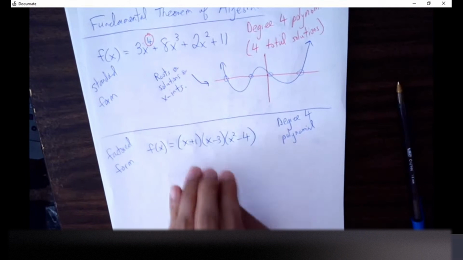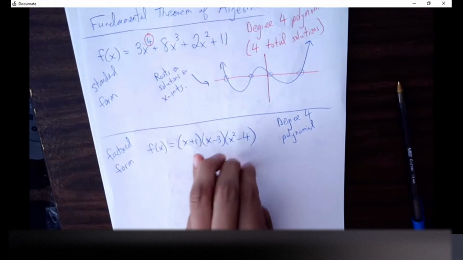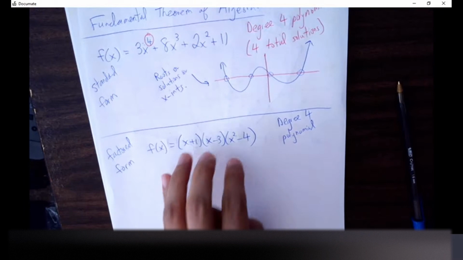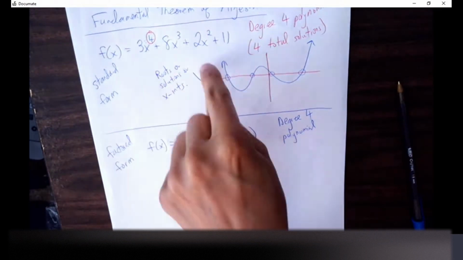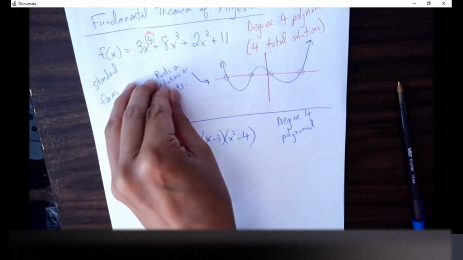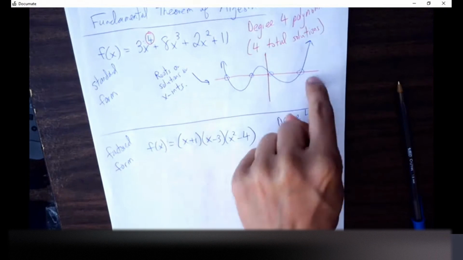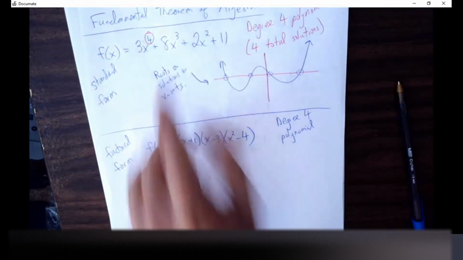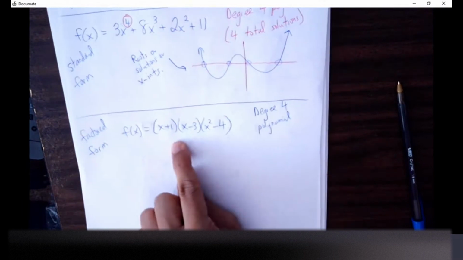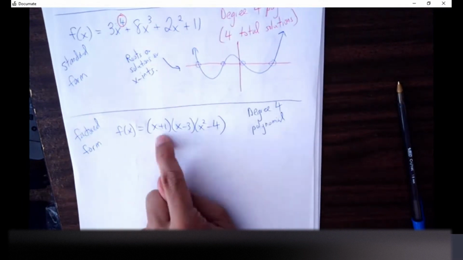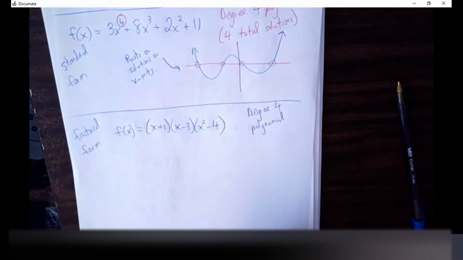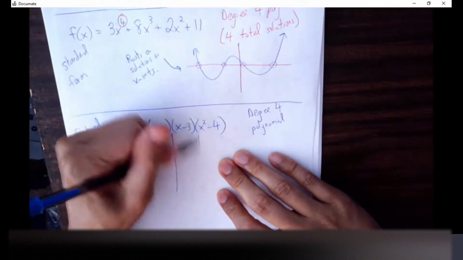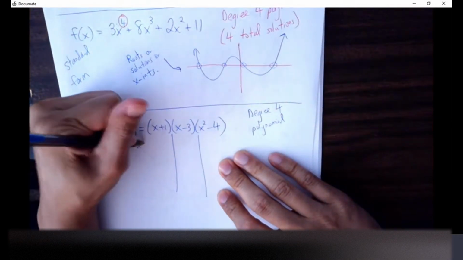But the nice thing about factored form is that we can quickly find the actual solutions. Here, all we know, unless we go to Desmos, is there's 4 solutions, but we don't know exactly where they are unless we did a little more digging. But here, we can find them quickly by just setting all the parentheses equal to 0. So every parentheses will get its own equation.